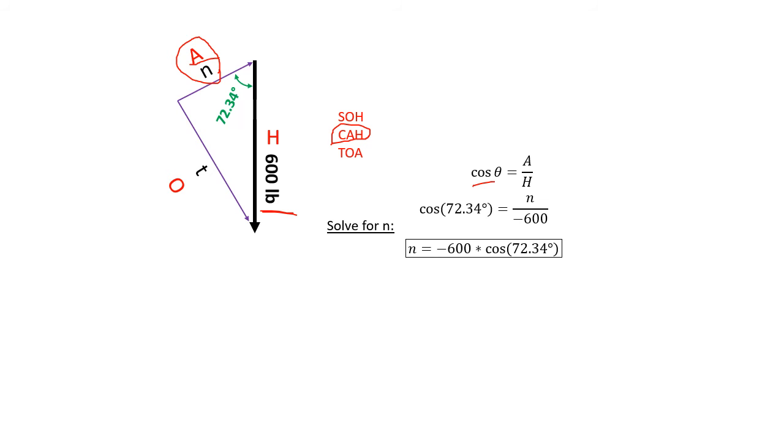So the cosine of our theta, which is this angle right here, is equal to our adjacent over our hypotenuse. So our cosine of 72.34 degrees that we just solved for is equal to our adjacent n over our hypotenuse of negative 600. We can then solve this for n. N is equal to negative 600 times the cosine of 72.34 degrees.